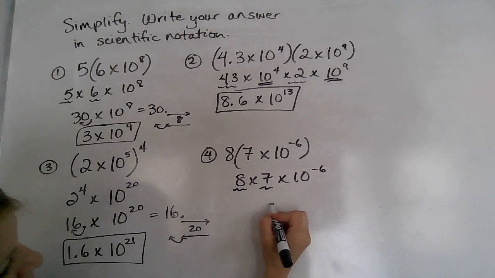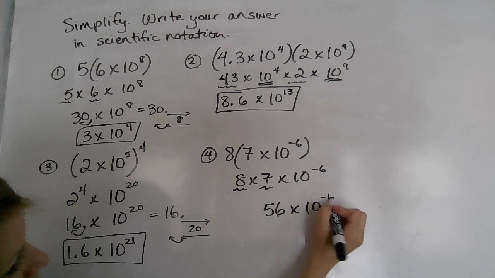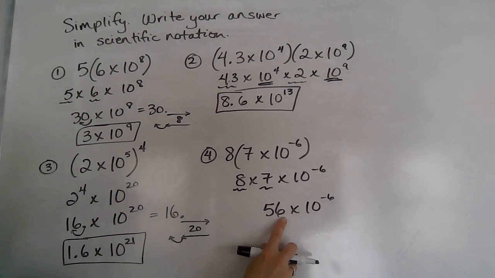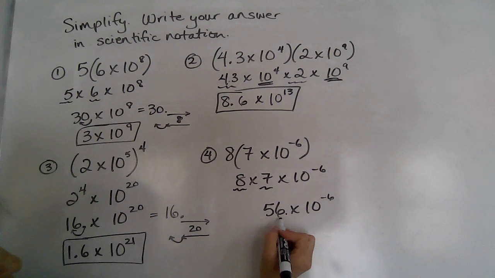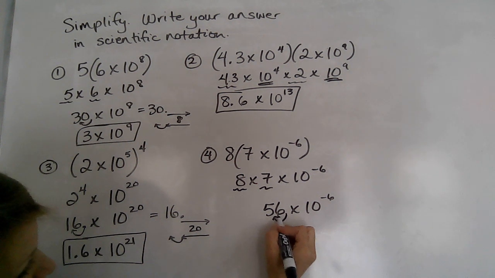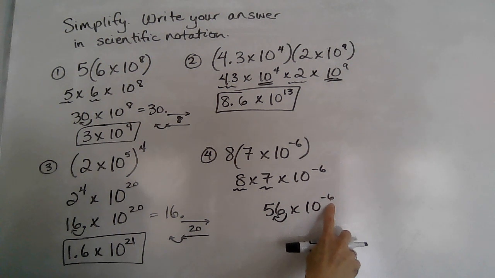8 times 7, 56. Bring down the 10 to the negative 6. If we want to make sure this is in scientific notation, check to make sure you have only one digit to the left of the decimal, and we don't. We have 2, so we need to move that decimal. We're moving one place value, which means that this is either going to move to a -5 or a -7. Let's figure it out.